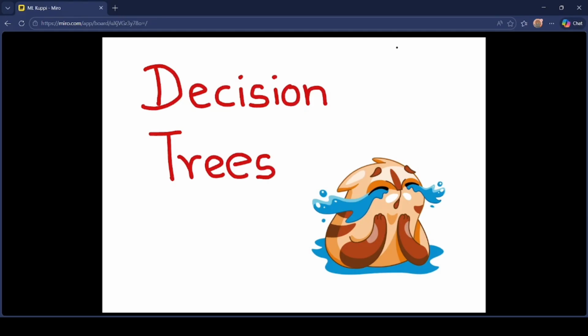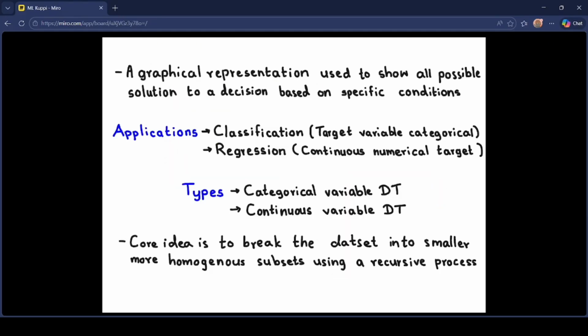Next we have to talk about decision trees. Decision trees are a very interesting ML algorithm because they can be used for both classification and regression, when our target variable is categorical and when it is continuous. This is a graphical representation. A decision tree uses a graphical tree-based structure to do the classification or the regression. The core idea of decision trees is to break our big data set into smaller homogeneous subsets using a recursive process, where we repeat the splitting a few times.